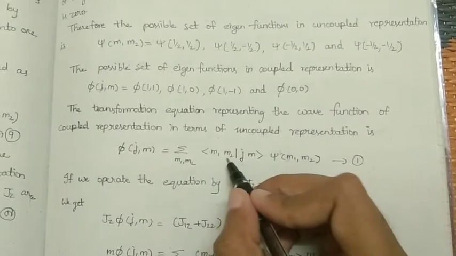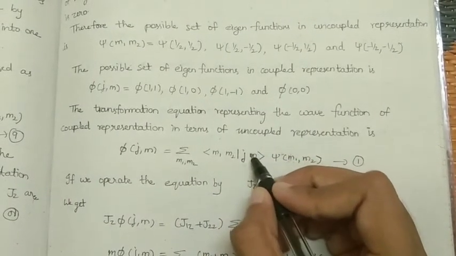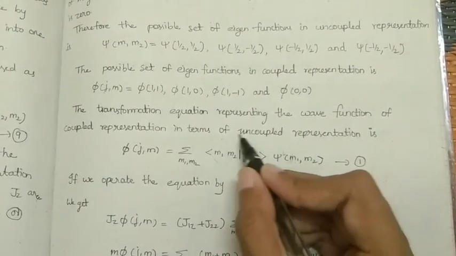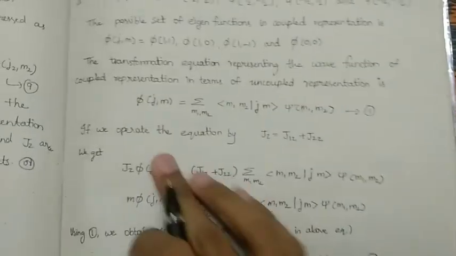So here it is clearly indicating that the m1 m2 form has been converted into the j comma m form. Initially it was the m1 comma m2 form, and it is being converted into the j comma m form. So this is the main equation.